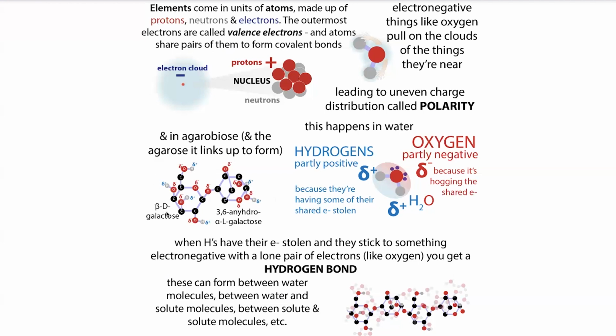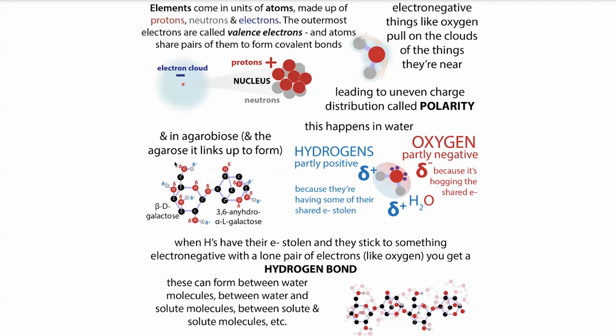So if we look at the repeating units in agarose, this is called agarobiose, this disaccharide, this 2-sugar unit. We'll look more at this in a second. But you can see that basically these have these OH groups, where the oxygen is going to be hogging the electrons it's sharing with this hydrogen, and it's going to make this oxygen partly negative and this hydrogen partly positive.